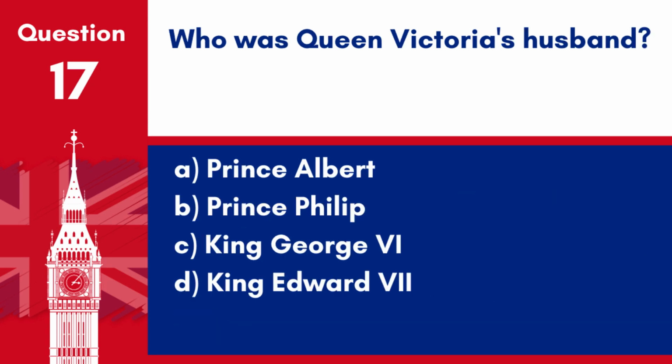Question 17. Who was Queen Victoria's husband? A. Prince Albert. B. Prince Philip. C. King George VI. D. King Edward VII.